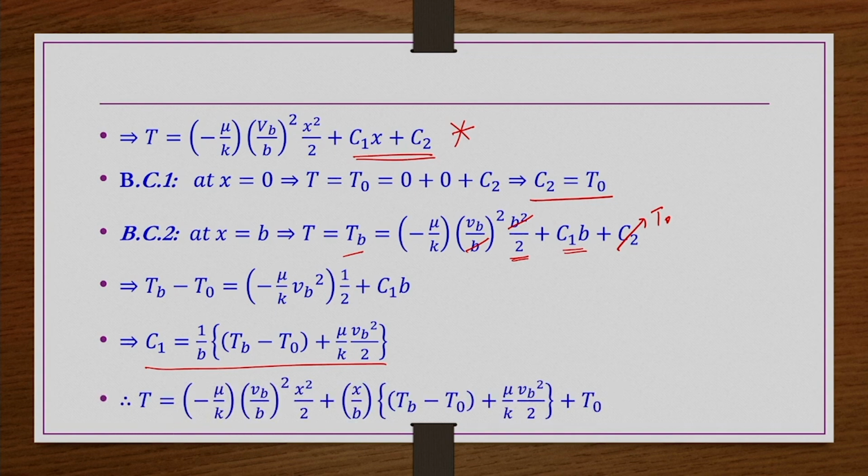So, this is what we have substituted. The first term is irrespective of the constant, so that is as it is. C1x is nothing but 1 by b (Tb minus T naught) plus mu by k Vb square by 2, multiplied by x. So, x by b we have written, plus C2, which is nothing but T naught.